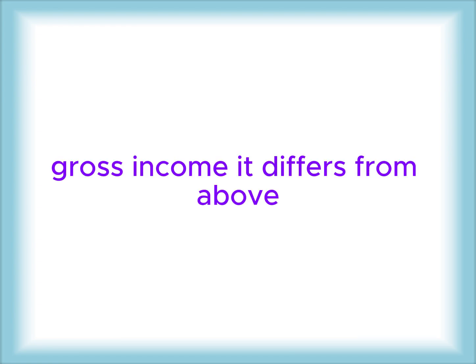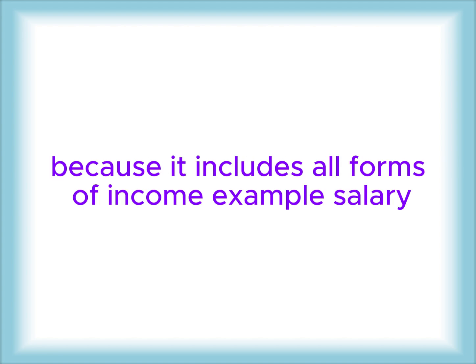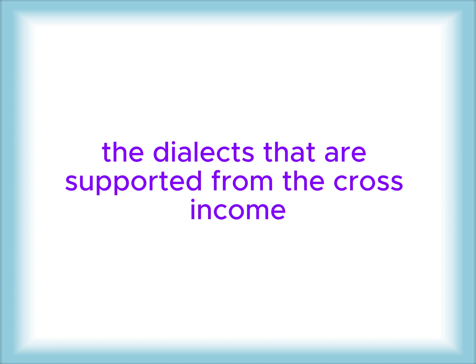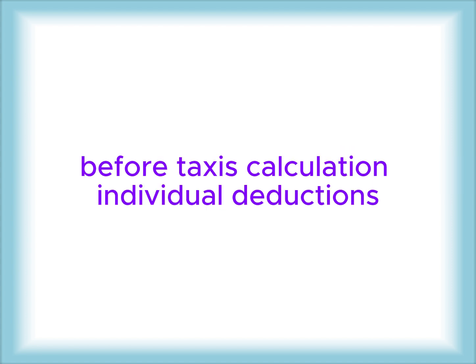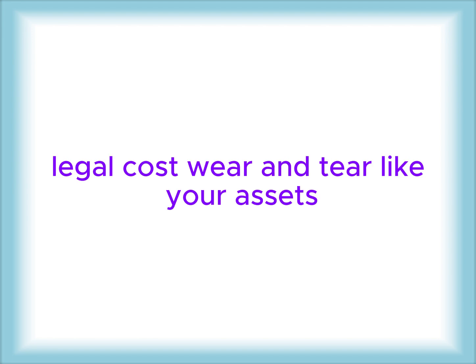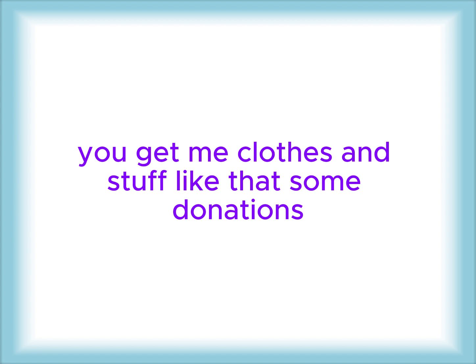Gross income differs from above because it includes all forms of income, for example salary, rental income, everything. Now let's go to tax deductible deductions. These are specific deductions that are subtracted from the gross income before tax is calculated. Individual deductions include pension fund, retirement annuity fund, provident fund, legal cost, wear and tear on your assets like clothes, and some donations.